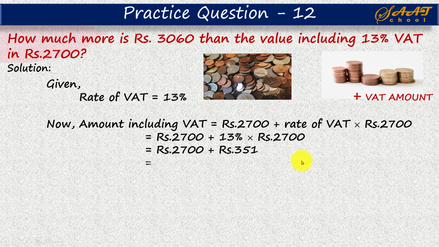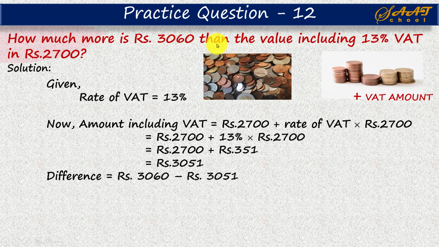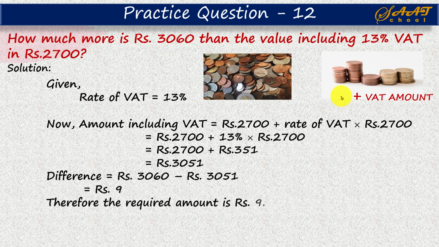Now finally we have 3051. Now what is that amount? So this amount is this one when we add VAT on this 2700. So this is already given, which is 3060. Now we have amount from here which is 3051. Now we can find the difference of 3060 and 3051, and that is equal to 9. So now we come to know here this amount is 9 more than this amount when VAT amount is included. So therefore the required amount is 9.